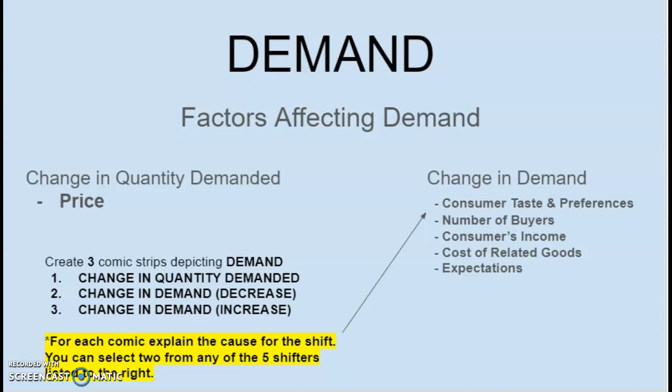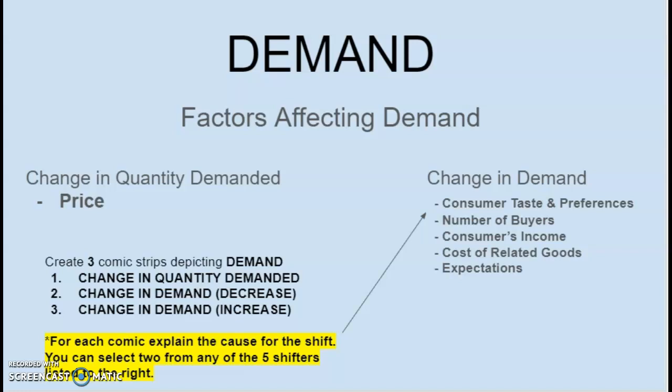Cost of related goods. That could be a substitute like Coke and Pepsi, or it could be complementary goods like skis and bindings. If I buy skis for really cheap, I need bindings. Or it could be expectations, what I think the future is going to be, which we saw a lot of people who were like, oh my gosh, we're not going to have any toilet paper in the future. I need to stock up for a year. So that is a change in demand.